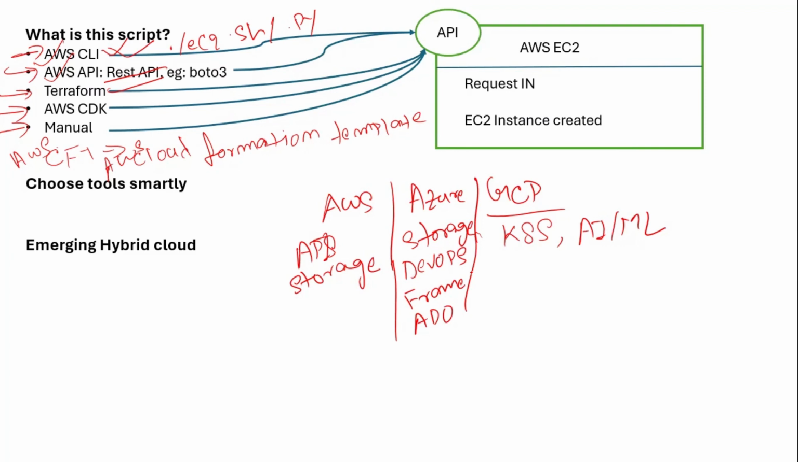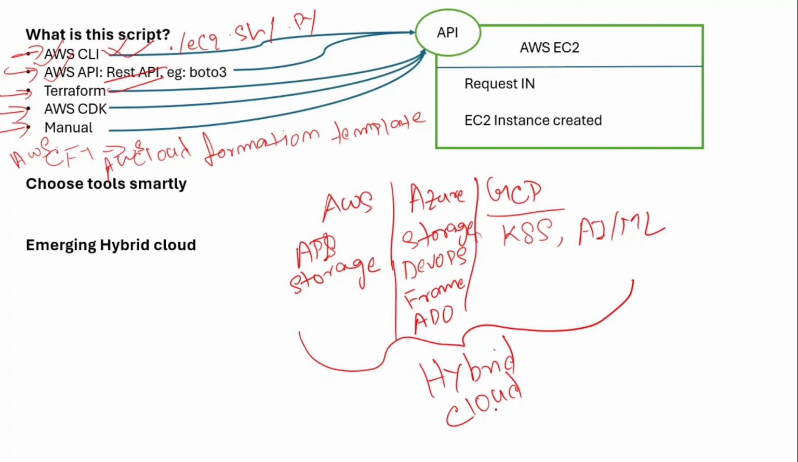So yes, companies go along with multiple cloud vendors, and this kind of framework where they go with multiple cloud vendors, they call the hybrid cloud model. And if a company goes with the hybrid cloud model, then the good tool to choose is Terraform rather than any specific cloud native service. You have to choose Terraform.